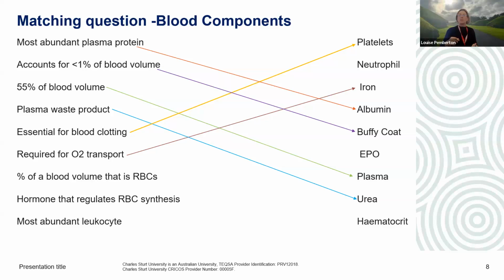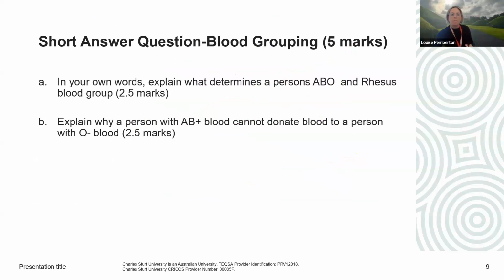You probably can't see. Remember the hematocrit? Hormone that regulates red blood cell synthesis: EPO. So if you're producing lots of EPO, you're going to have a raised hematocrit. And most abundant leukocyte has to be the neutrophil. Yeah? Okay.